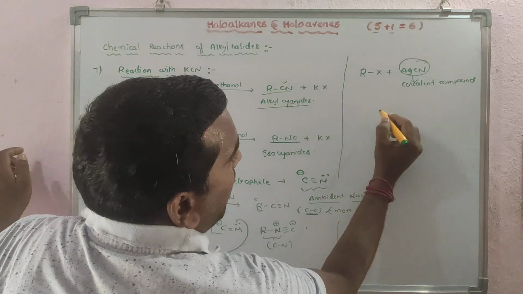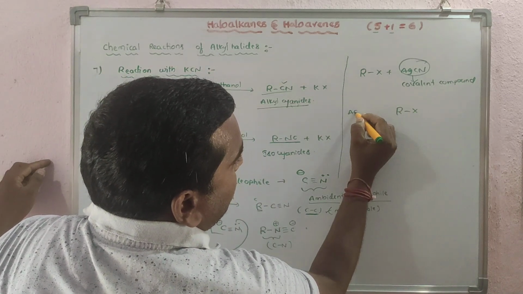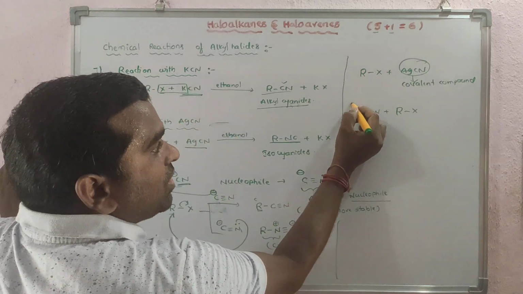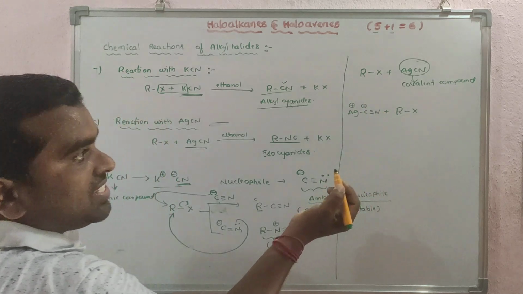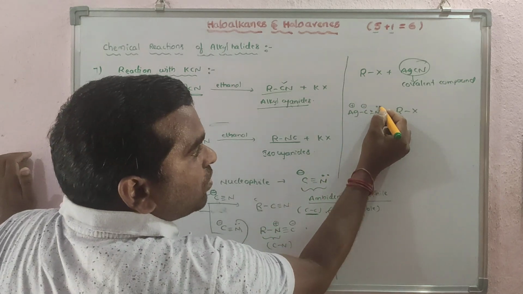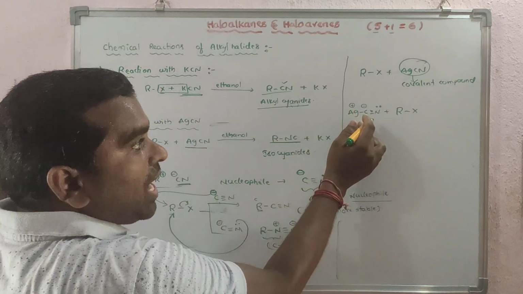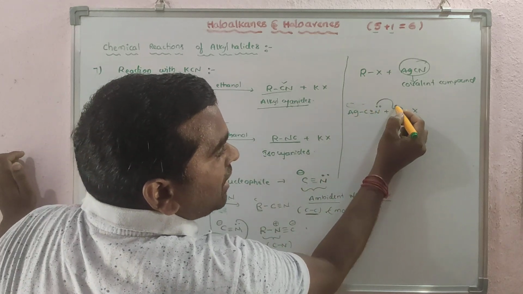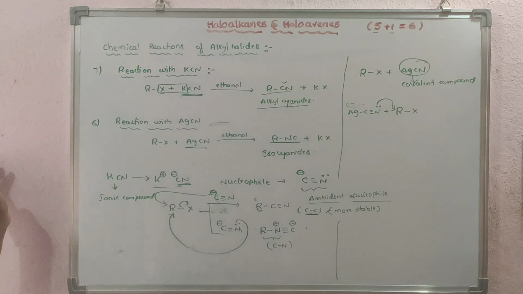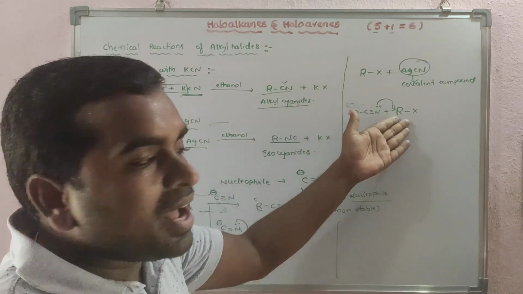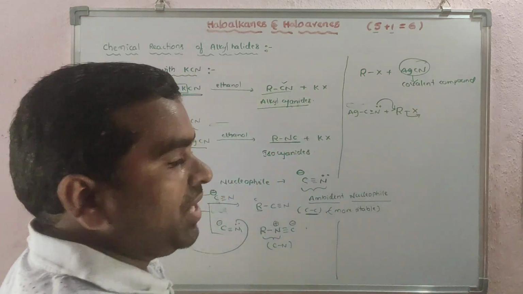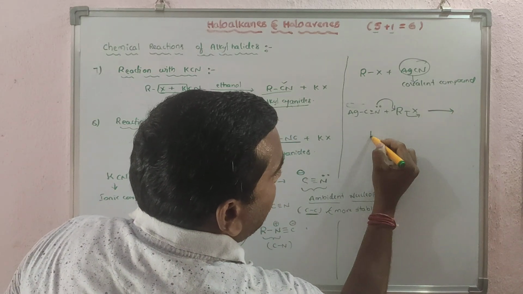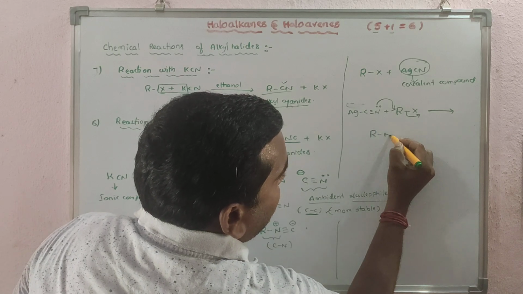Clear? So what happens here with RX and AgCN? It is a covalent compound, and nitrogen has a lone pair of electrons. It won't easily be converted into ions. So in the meantime, nitrogen donates its lone pair of electrons to R, making a bond, and X minus is removed. Then what compound will you get? You will get the compound R, and to the R, which one is added?